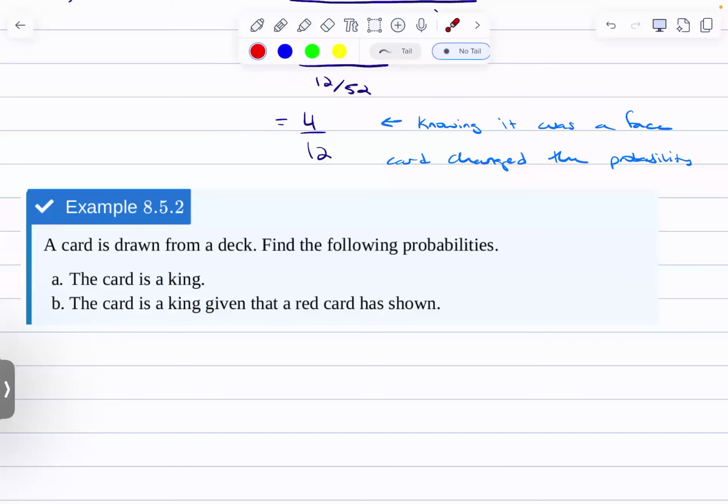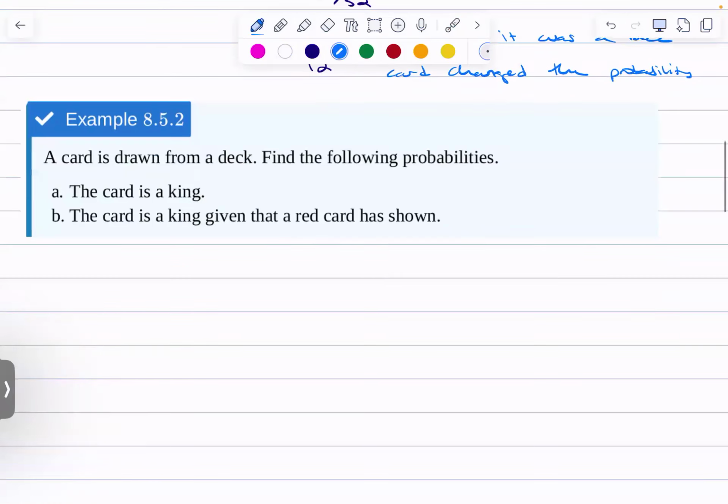So a card is drawn from a deck. We want to find the following probabilities. Well, we already found the probability that it's a king. The probability of a king was 4/52. And I guess maybe let's convert these. It's kind of a nasty one. 0.0769, and so on. Let's leave it as a fraction.